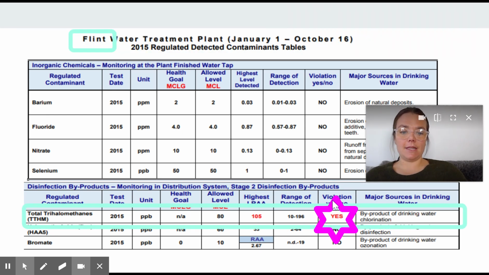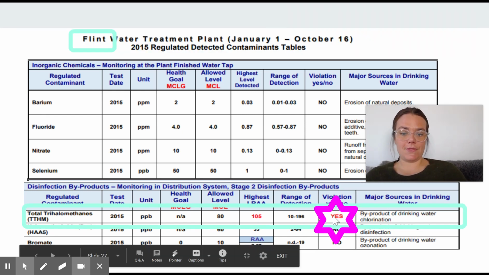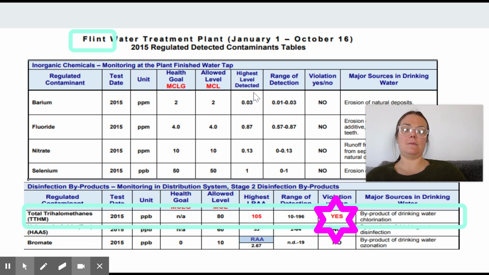So taking a look at this data, where do we see a violation? All right, so we see a violation here with the trihalomethanes. Yes, 105 is higher. That highest level that was found is bigger than the allowed level. So it is identified as being a violation. And that makes a lot of sense because this is the water data for Flint. We know that Flint has some issues with their water and their treatment process.